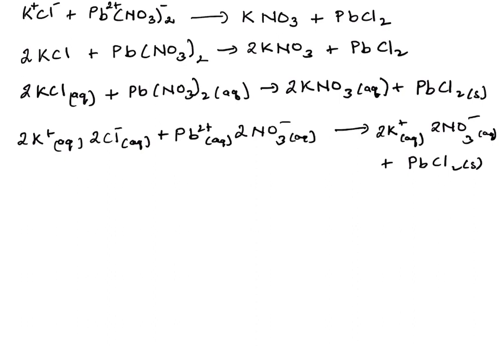Now let's move on to write down the net ionic equation. But before we write down the net ionic equation, we should be aware of crossing out the spectator ions.